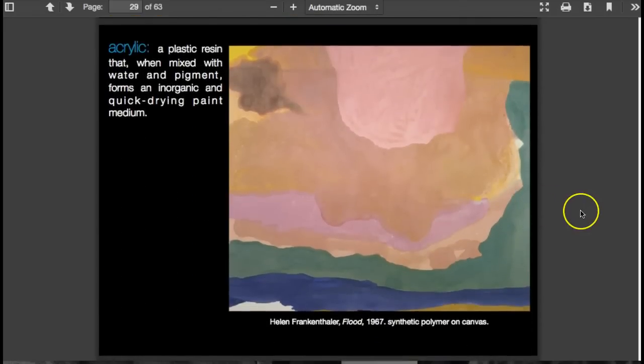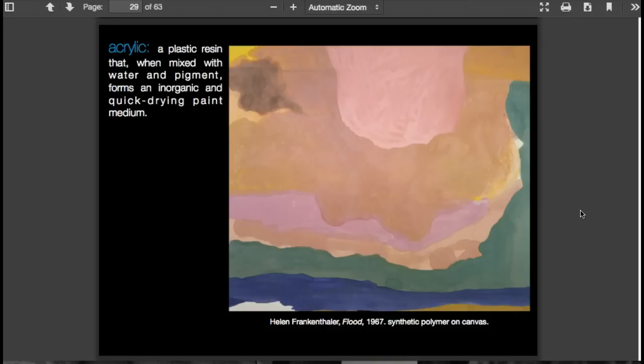And then we want to look at acrylic, and acrylic is a relatively new method of painting. And it's because it involves plastic. So we have a plastic resin that when it's mixed with water and pigment forms an inorganic and quick drying paint medium. All these other methods are quite organic materials, and acrylic is really synthetic, isn't it? And so it dries quite quickly. Those craft paints that you used as a child, 99% of the time those are acrylic paints.